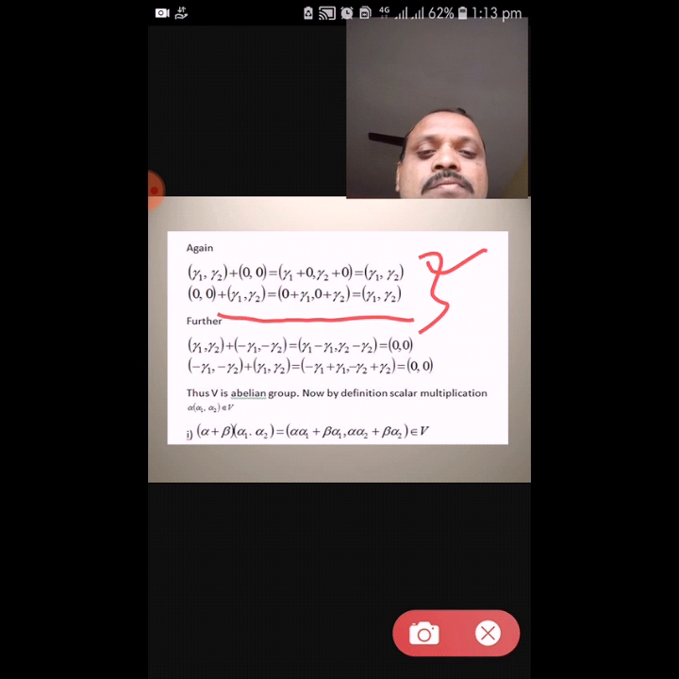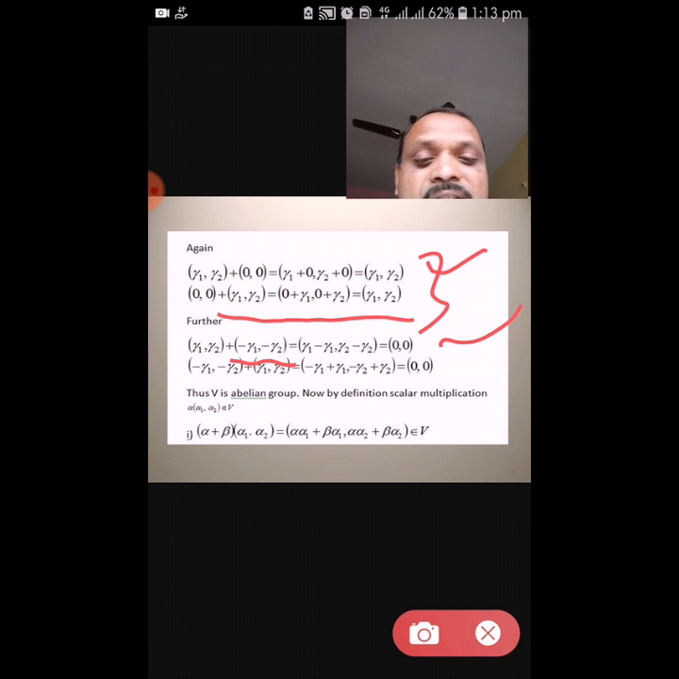And 0 comma 0 plus gamma 1 comma gamma 2 is equal to gamma 1 comma gamma 2. So these both belong to V, and 0 comma 0 plays the role of additive identity in the structure of V. And here, an important point: see this minus gamma 1 comma minus gamma 2. If we add this to gamma 1 comma gamma 2, we get 0 comma 0. Therefore minus gamma 1 comma minus gamma 2 plays the role of additive inverse.